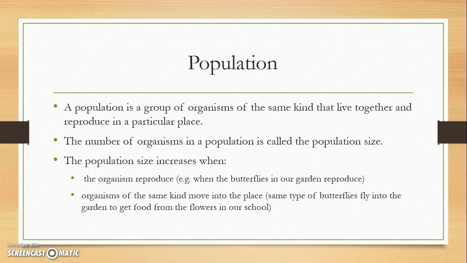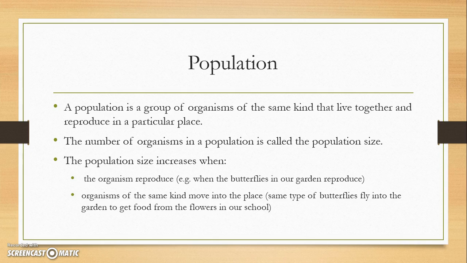All right. Population is the next word that you really need to understand. Actually, population is very simple to understand. If you have two or more of the same kind of organism, it becomes a population of organism. So if you have one single butterfly, that's an organism. But if you have a few butterflies of the same species flying together in a particular place, that's called a population of butterfly. So a population is a group of organisms of the same kind that live together and reproduce in one particular place.